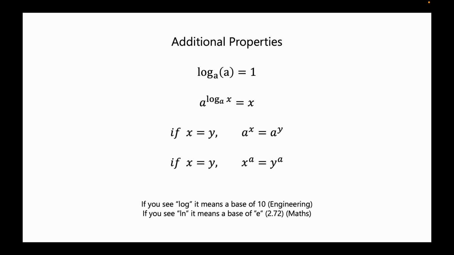A final thing, if you ever see it written, usually seeing just log indicates it's log with a base of 10, and they use that a lot in engineering. And if you see ln, once again, it means for a base of e, which again is around 2.72, and that's more used in theoretical maths.